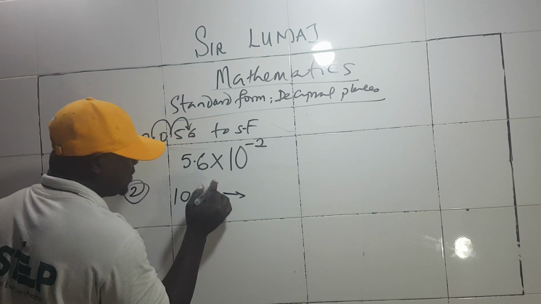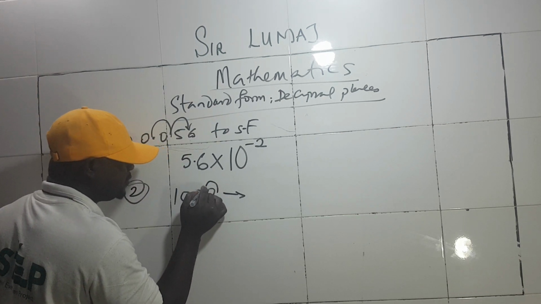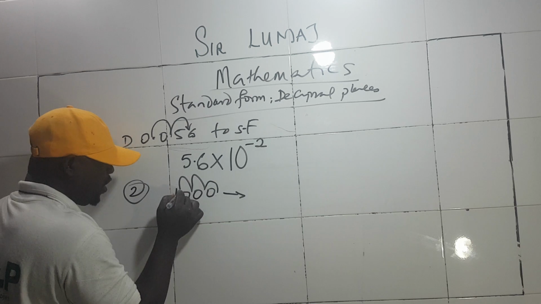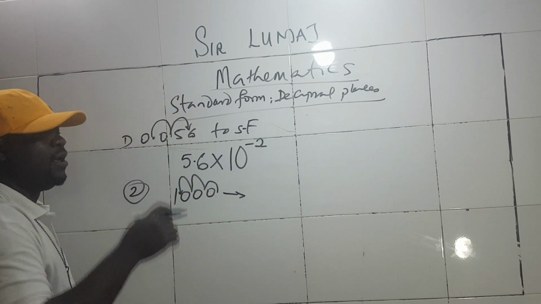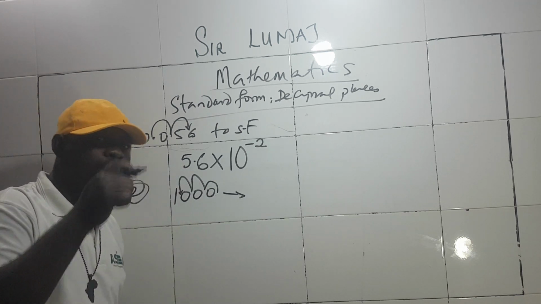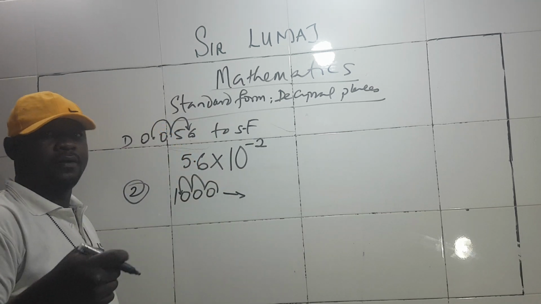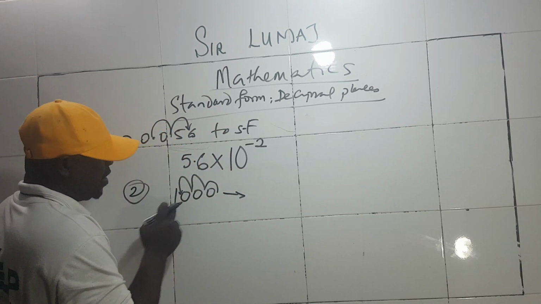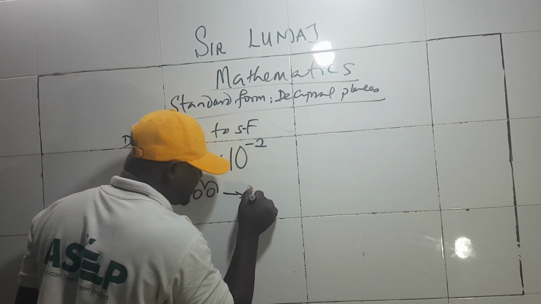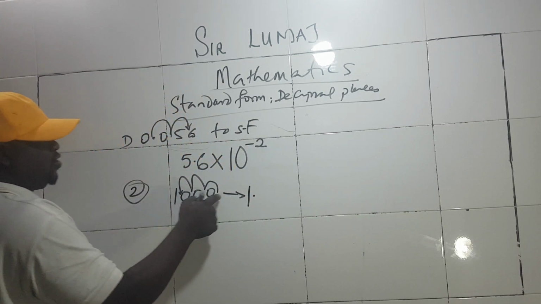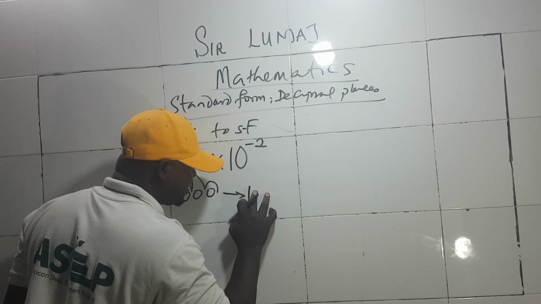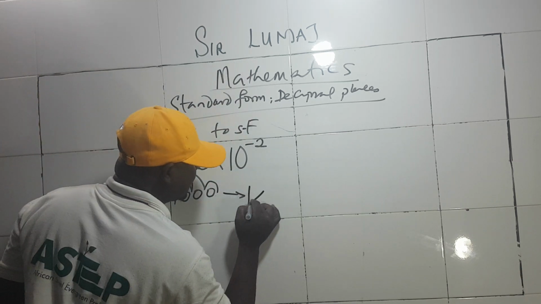So for me to shift this, it will now be from here. 1, 2, 3. Don't forget the definition. A number, your point will be immediately after the number. So this is your number 1.000, or you can omit the 0.